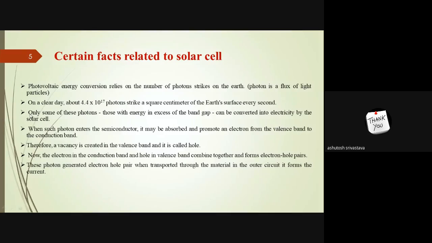As my third line says, only some of these photons, those with energy in excess of the band gap, can be converted into electricity by the solar cell. There's a new term, band gap. Band gap is basically the difference between the conduction band and the valence band of a semiconductor. Why am I talking about the semiconductor? Because the semiconductor is the basic material in the device used for solar energy conversion, that is the solar cell. So we must know this basic concept of band gap.